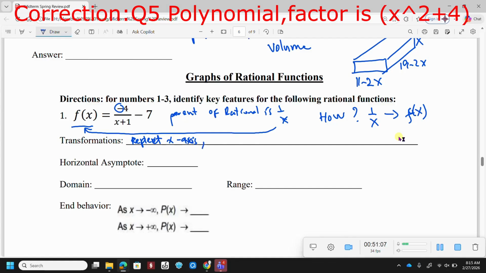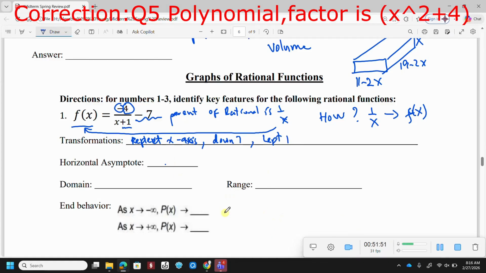Okay. And then when it has minus 7, it's going to move down 7. And if you have the force right here, and then you have a 1 right there, so it's a plus 1, it's going to be to the left one.